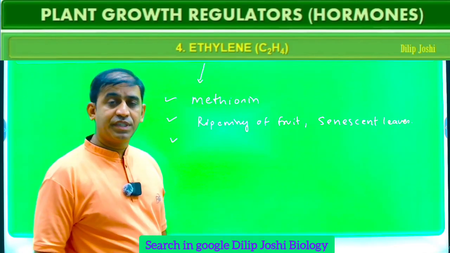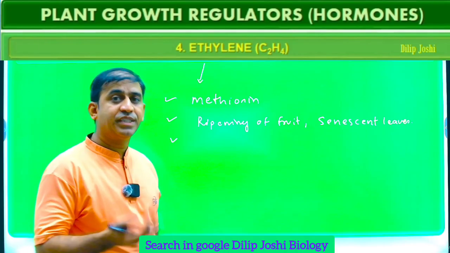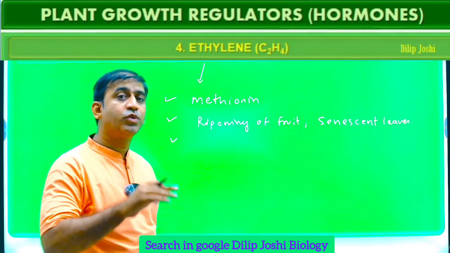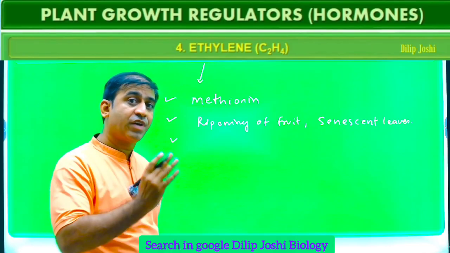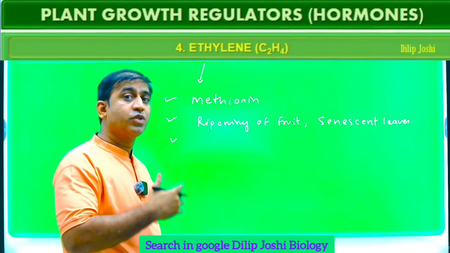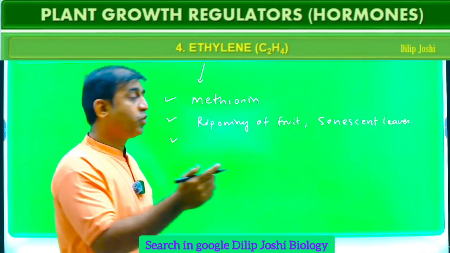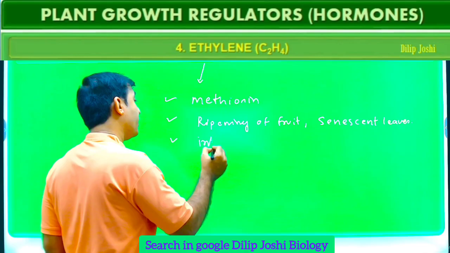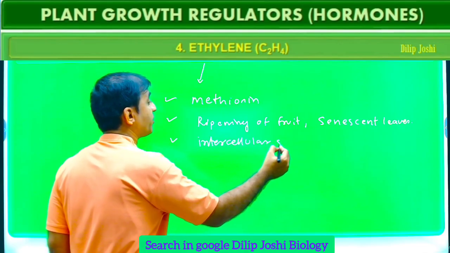Furthermore, if we see about ethylene, being gaseous, it can travel through the intercellular spaces and also by air. So that's why it can reach a long distance from where it is produced. It can travel much distance to where it is going to act through intercellular spaces. Being a gas, it can pass through intercellular spaces as well.